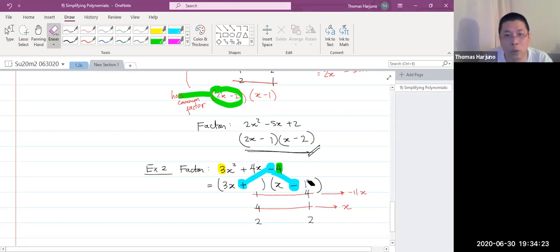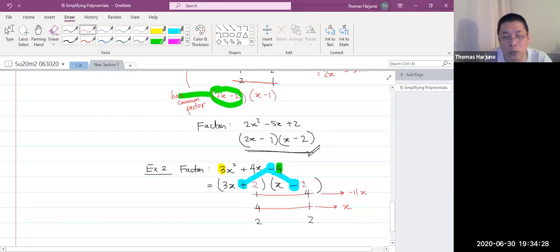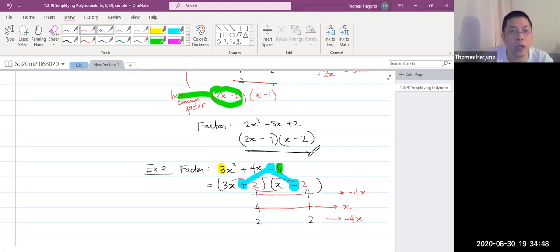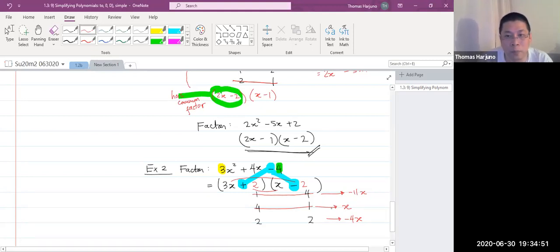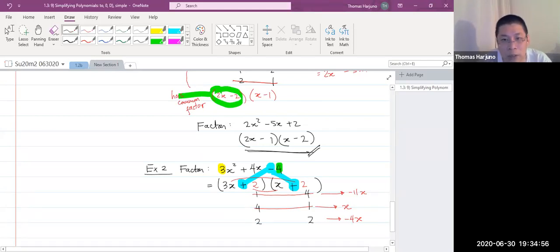4 and 1 doesn't work. What happens if I try 2 and 2? When I try 2 and 2, I get negative 6 plus 2. Negative 6 plus 2 is negative 4x. But I need positive 4x. So what I will do, if I need to change the negative 4x to positive 4x, change the sign here. So make it positive here, and then make it negative here.